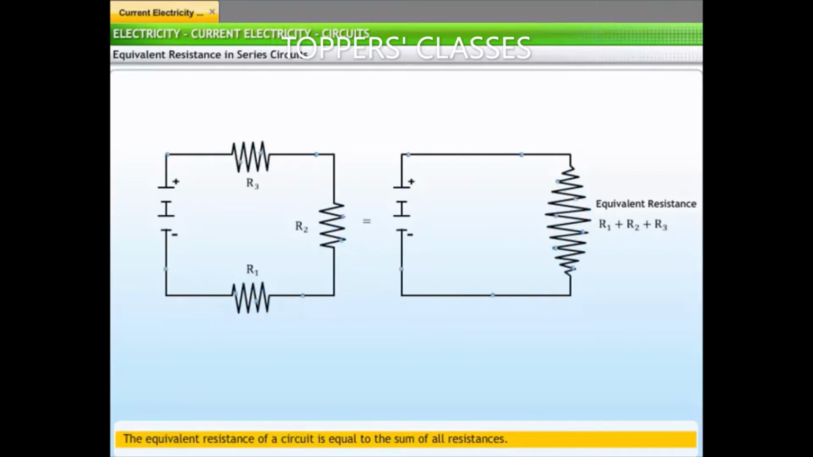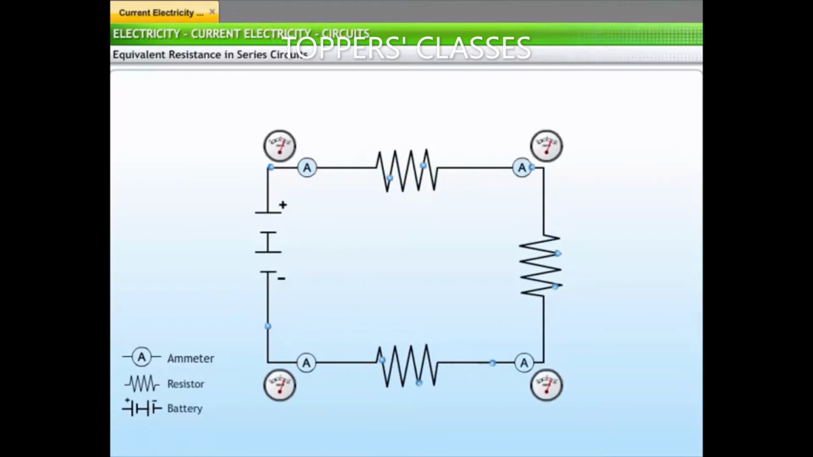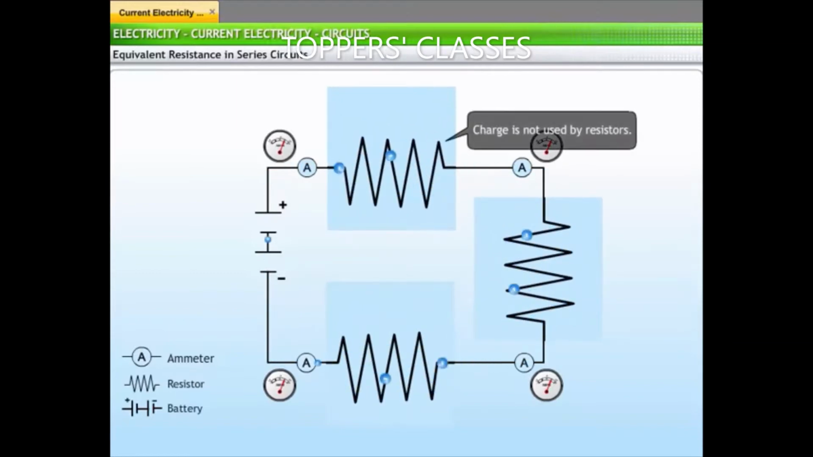For series circuits, the mathematical formula for computing the equivalent resistance R equivalent is equal to R1 plus R2 plus R3. The current in a series circuit is equal at all points. Charge does not pile up and begin to accumulate at any given location. Therefore, the current at one location is never more than that at other locations. Similarly, charge is not used by resistors. Therefore, the current at one location is never less than that at other locations.